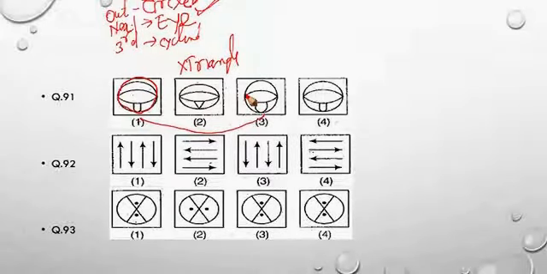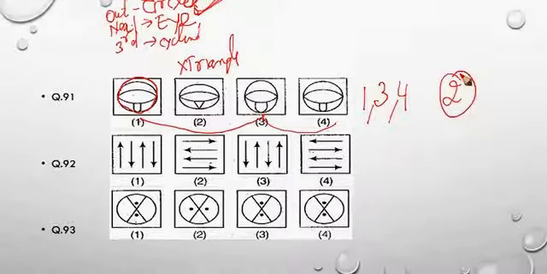In option number 4, the outermost design is a circular shape, so it is fine. The next design is an eye-like shape, it is also fine. And the third design is a cylindrical shape, so it is the same as options 1 and 3. So now options 1, 3 and 4 are similar. Option 2 is different. So the answer for question number 91 is 2.